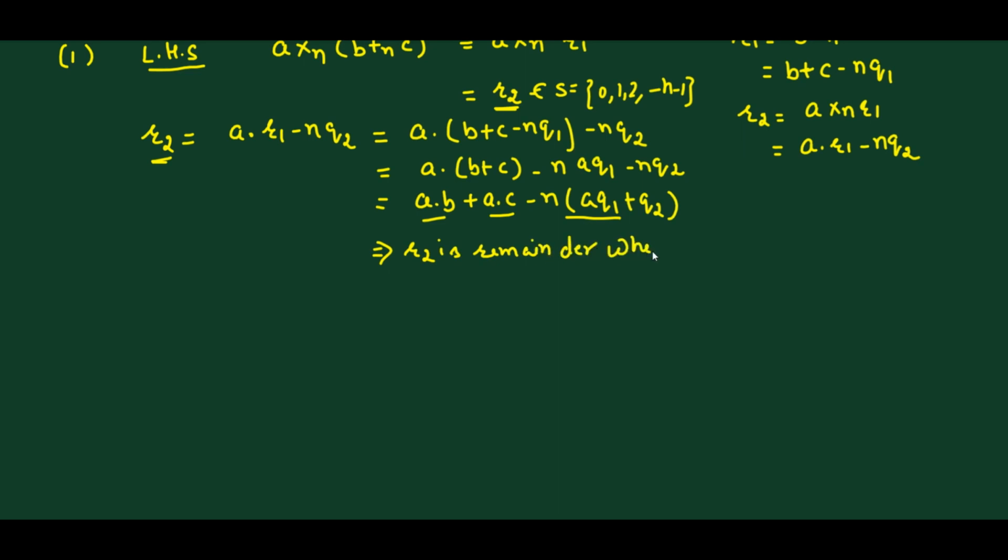Okay, so right here, that means R2 is the remainder when AB plus AC is divided by N. Okay, now we calculate the right hand side. So see the right hand side.